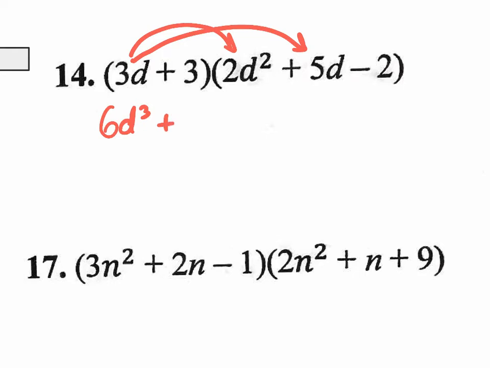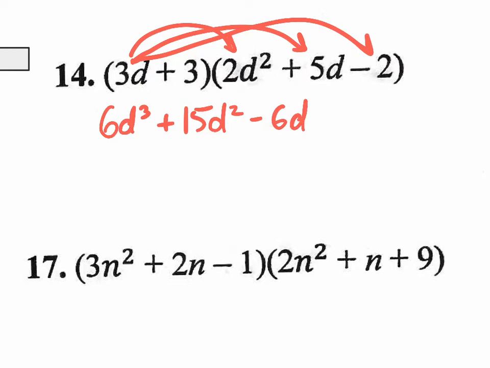15, and let's put a plus sign since it's positive 15. And then what is d times d? D squared. So our second term is 15d squared. Now for our third term, take that 3d and distribute it over here times negative 2. So what's 3d times negative 2? Negative 6d.